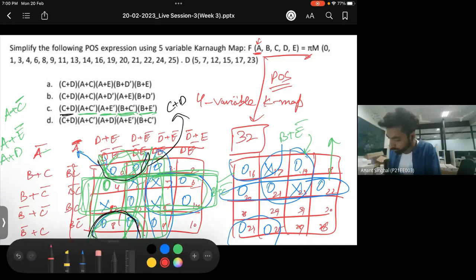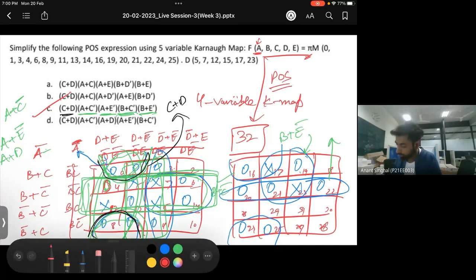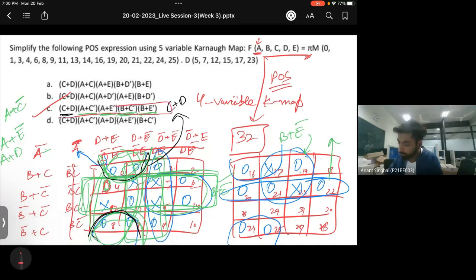Yeah, so the correct answer to this question is option C. Sorry, it got a bit confusing because of the zero that I missed. I hope you did get it. You can try to solve it by yourself also. You'll get the answer. So the correct answer is this option.